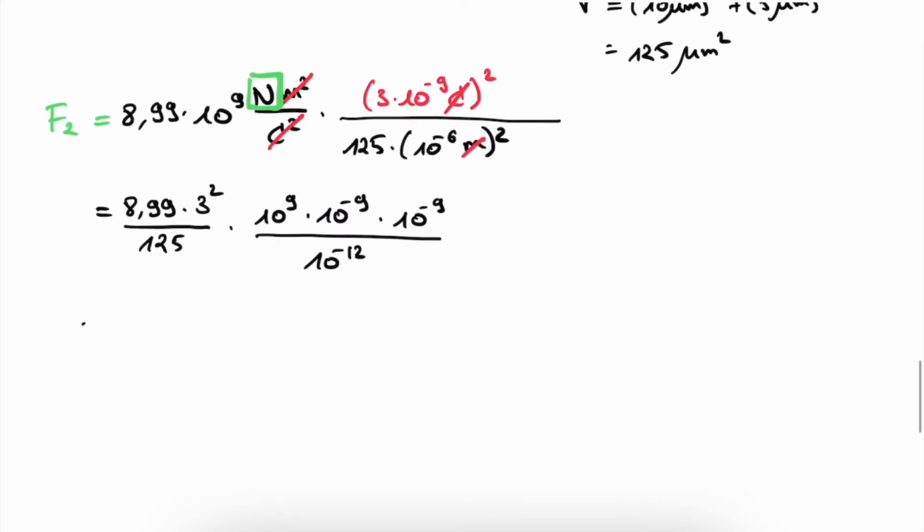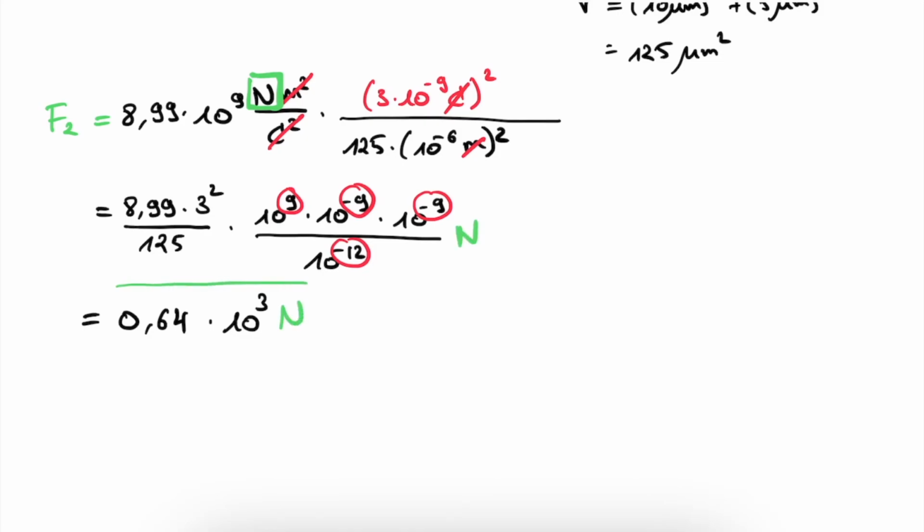Running this through a calculator, we get 0.64 times then all of the powers of 10. 9 minus 9 gives 0, and minus 9 plus 12, because a minus 12 in the denominator becomes a plus 12 in the numerator, which becomes minus 9 plus 12, which gives 10 to the power of 3. And of course, we should not forget our units, which is Newton. And we already have our second result, which is the magnitude of the repulsive force. And this of course checks out because this is a positive number.